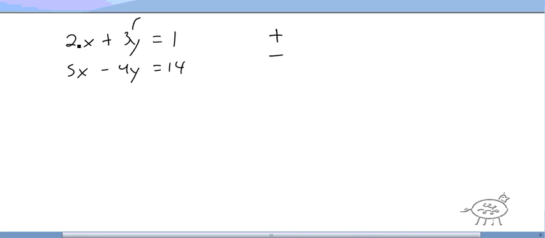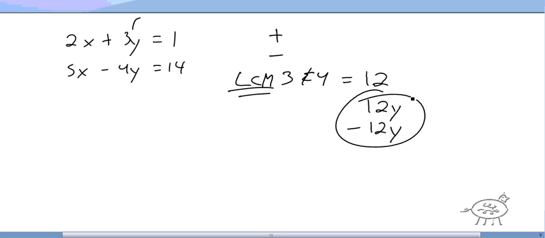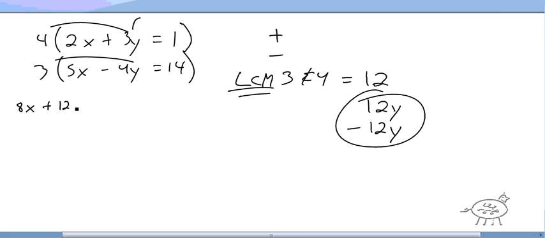All right. So to get rid of the y, I'm looking for the lowest common multiple that 3 and 4 go into. That's going to be 12. They both go into 12. It's the smallest number that they both go into. So my goal is to get one of them to be 12y and one to be negative 12y. One's positive, one's negative already. That was the point of choosing the y. I'm going to multiply this one by 4, and I'm going to multiply this one by 3. After I distribute, that'll be 12y, and that'll be negative 12y. So if I distribute the whole thing, I get 8x plus 12y equals 4, and 15x minus 12y equals 42.